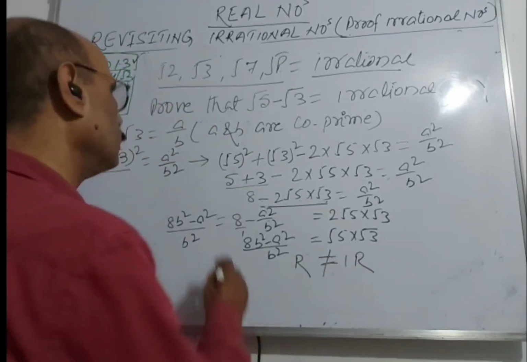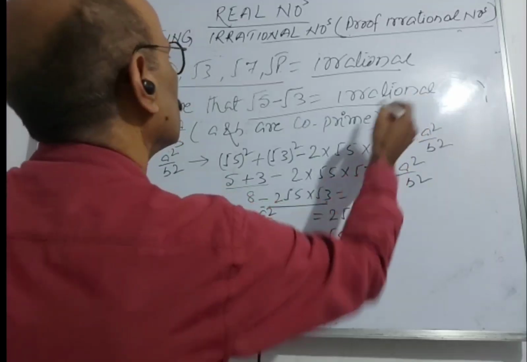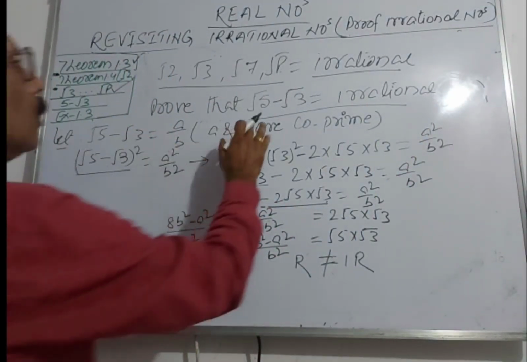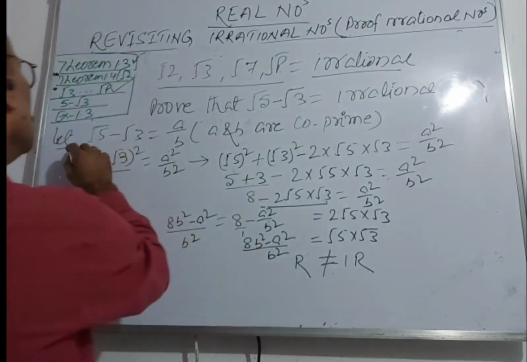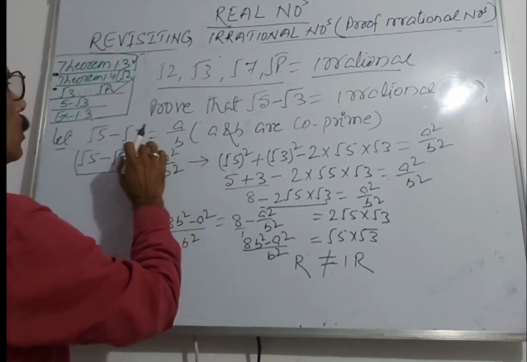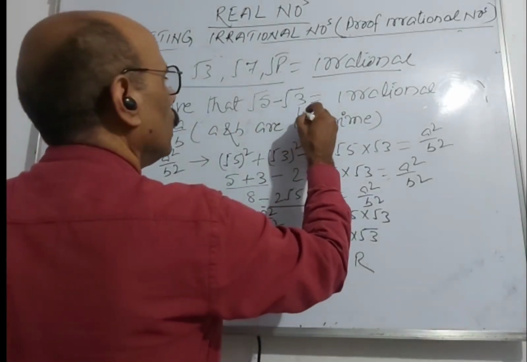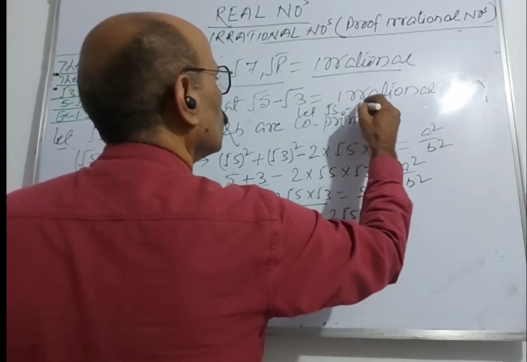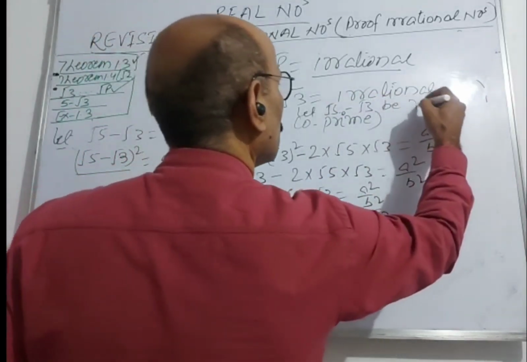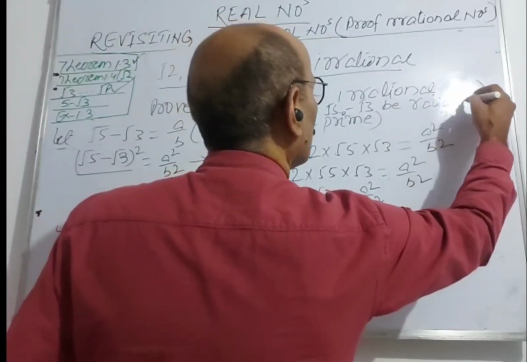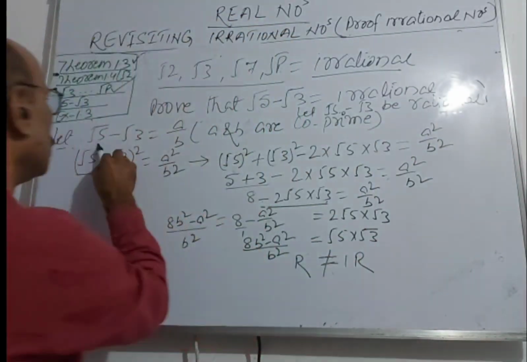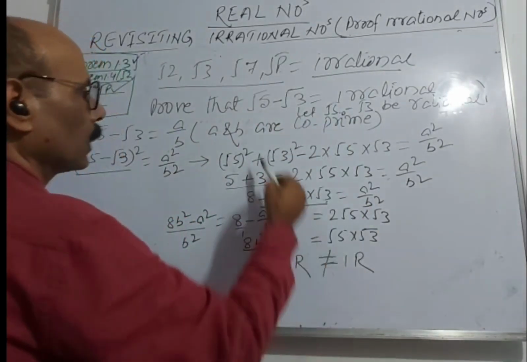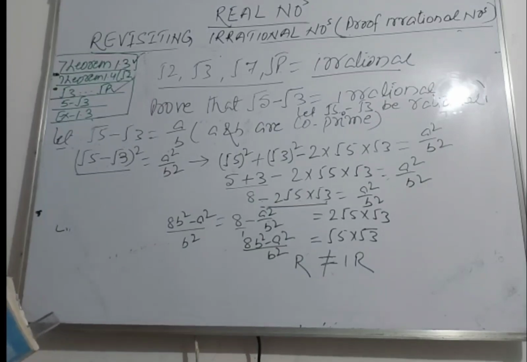Irrational cannot be equal to rational. That means the same assumption. Okay, prove that. Here we have not assumed. We have to write, which I forgot: let root 5 minus root 3 be rational. Be rational. Then only it is like a by b, co-prime. We have to assume the opposite. Then the process is like this.